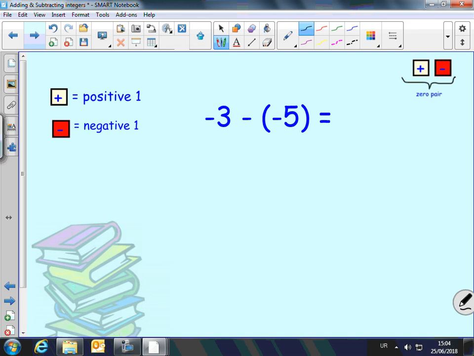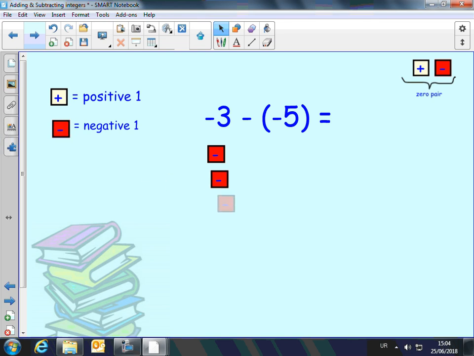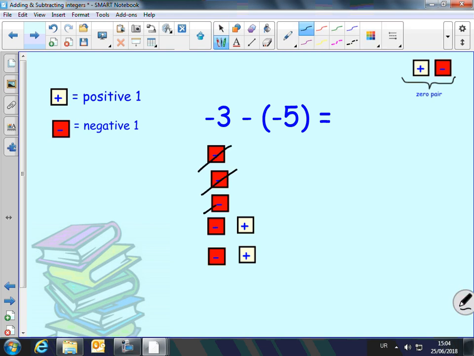One more example. So we start with 3 negatives, and I want to subtract 5 negatives. Like the example before, I don't have enough there, so I'm going to add in another 2 0 pairs. I'm not actually changing its value, because remember, a 0 pair is equal to 0. So now I have enough to take away 5 negatives. 1, 2, 3, 4, 5, and I'm left with 2 positives. So negative 3 subtract negative 5 is 2.